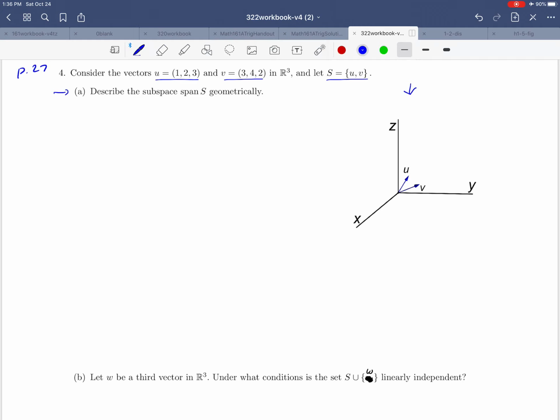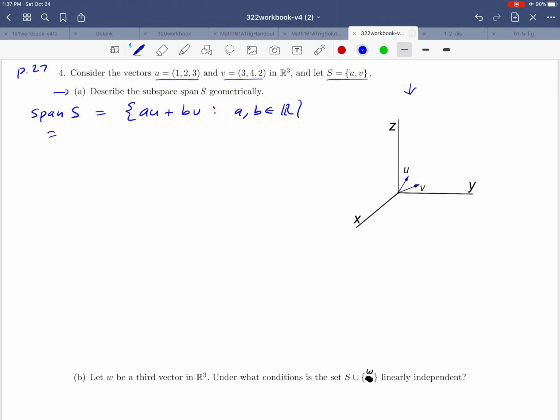In other words, if we thought about all of the possible linear combinations of u and v, what would we get? Well, let's start with the definition. The span of S is by definition just the set of all linear combinations that we can form, all of the vectors that we could build using u and v as our building blocks, where a and b can be any scalars.